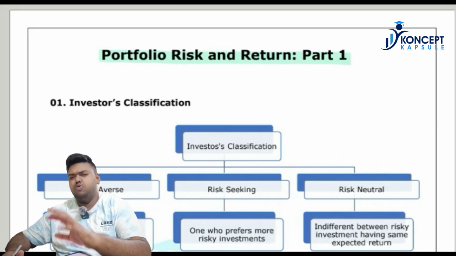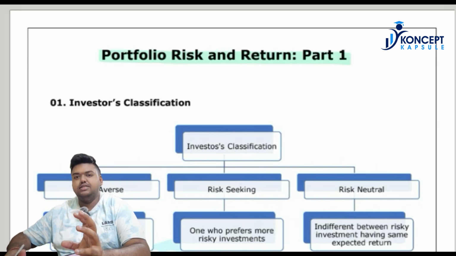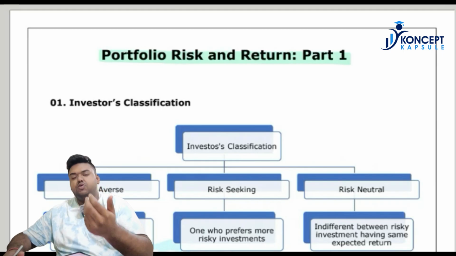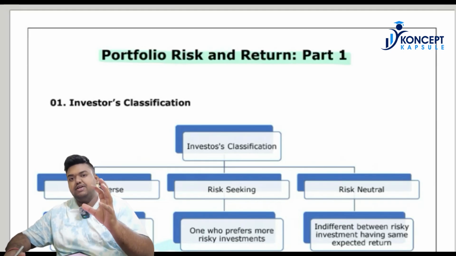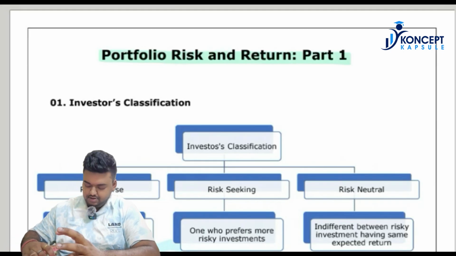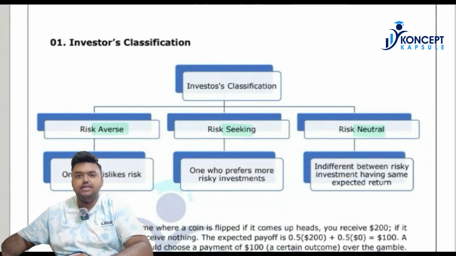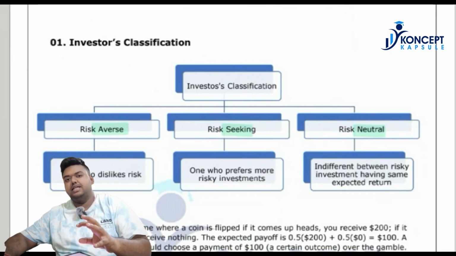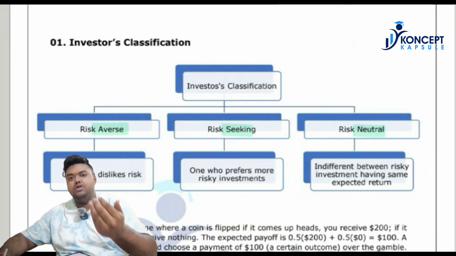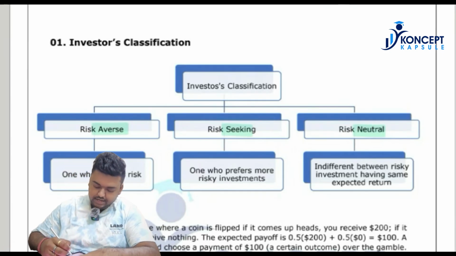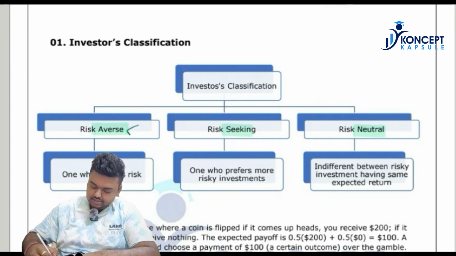The first topic, more from an introduction point of view, tells us how we can classify an investor. So basically, portfolio management says that investors can be classified into three categories. They can be either risk averse, risk seeking, or risk neutral. Under this classification, we are dividing the investors on the basis of their affinity towards risk, their liking towards risk, whether it is risk averse, risk seeking, or risk neutral.